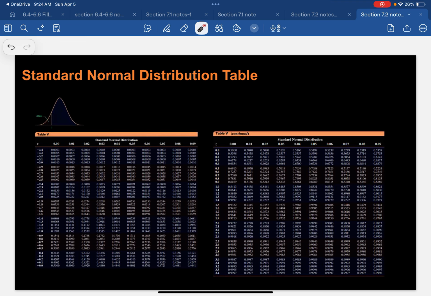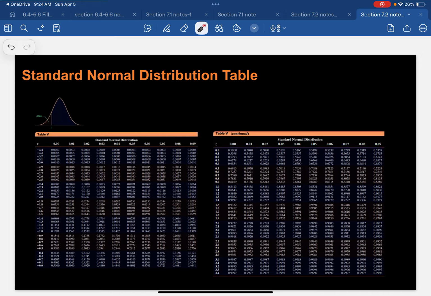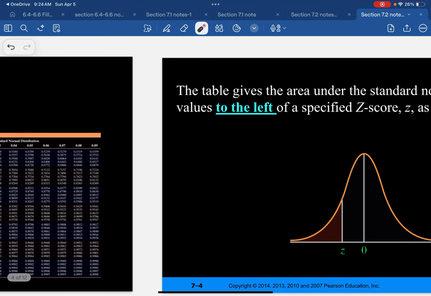Okay, so from now on, what we are going to do is convert the regular normal distribution to the standard normal distribution, and then we are going to use this table to find the area to the left of a specific Z score. Okay, move forward.